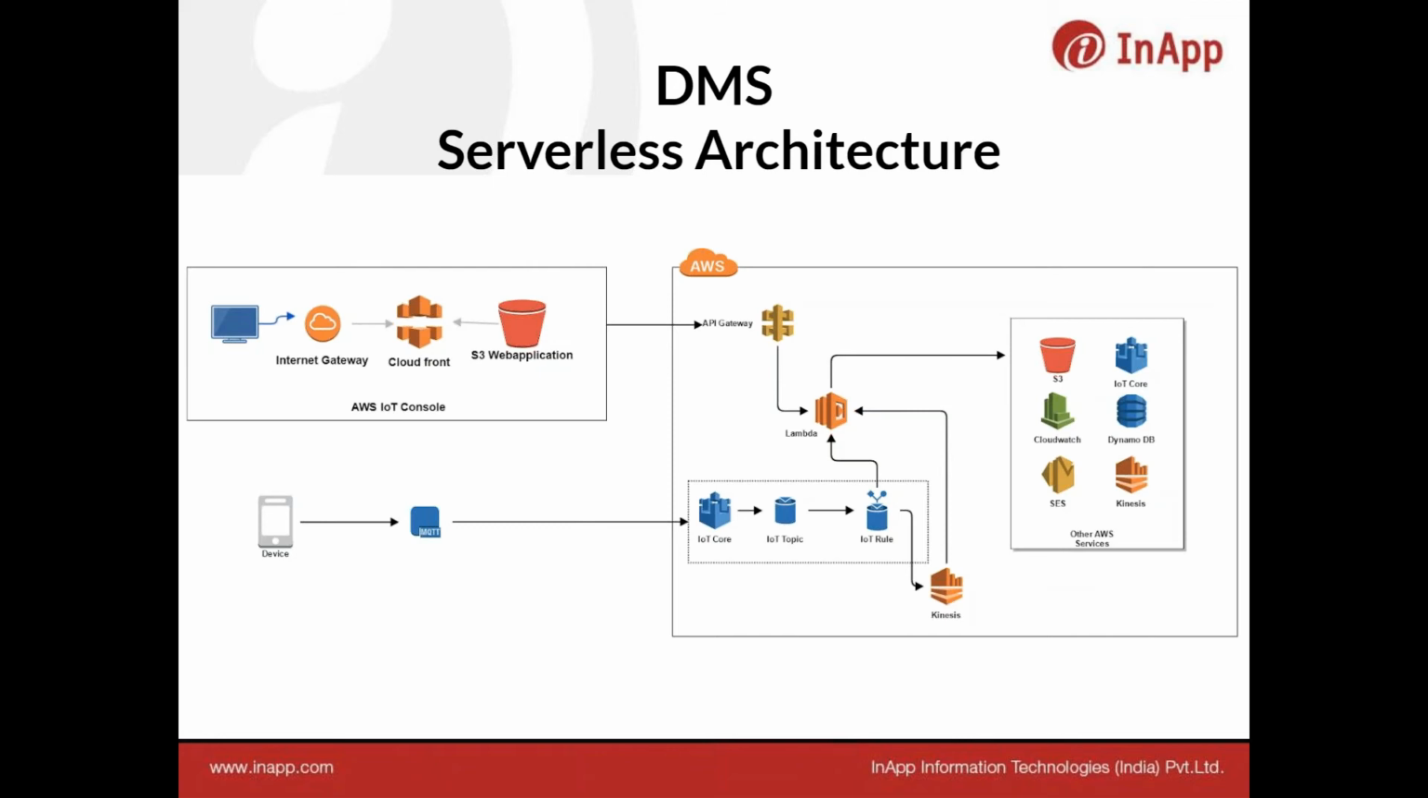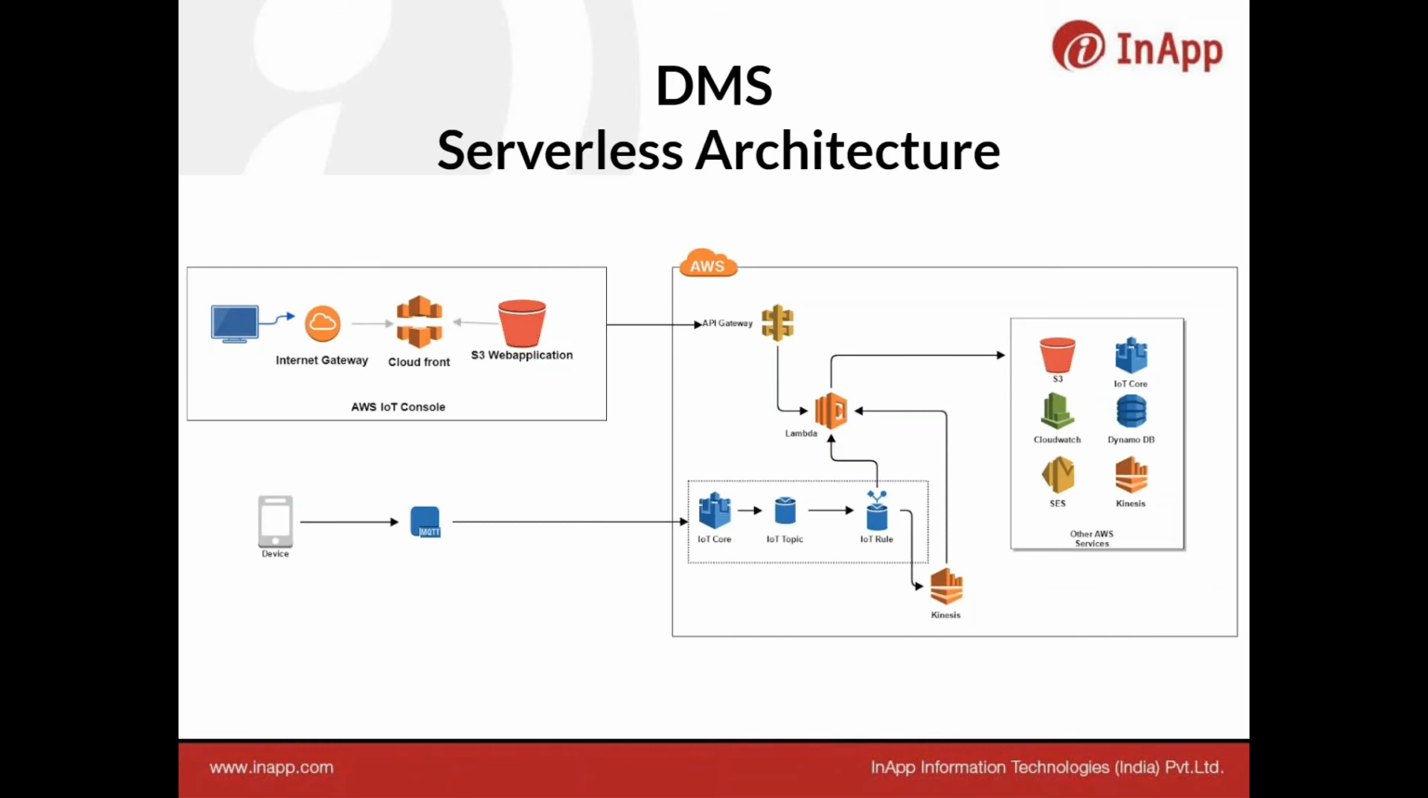A device is sending some data. It reaches IoT Core. IoT topics, we will discuss, that is what kind of message it is. It identifies a particular message through the topic. The IoT rule will decide whether it should be written to Kinesis or it should go to a Lambda to act upon it, and there are other services available here that can be made use of based on the data.